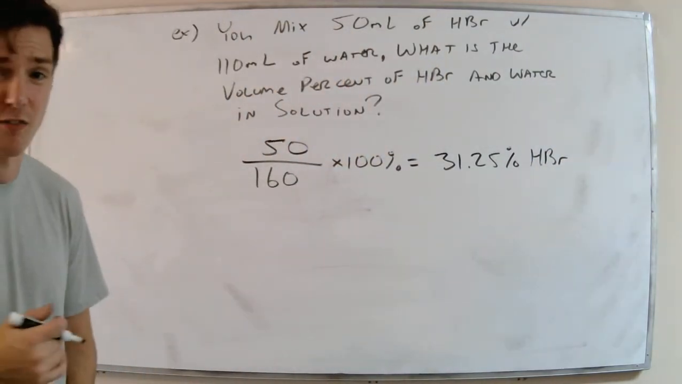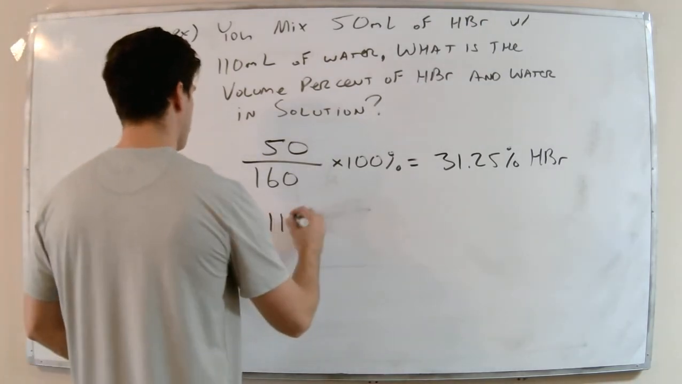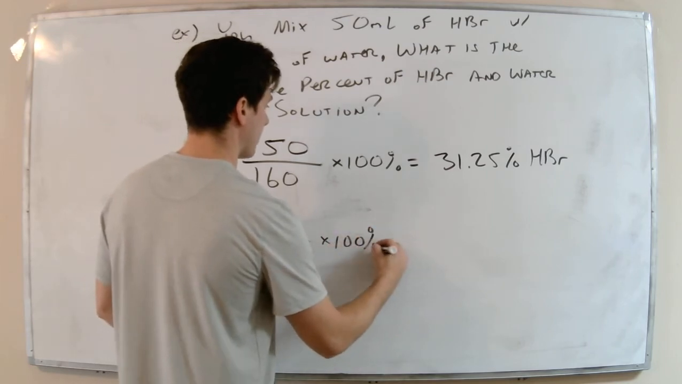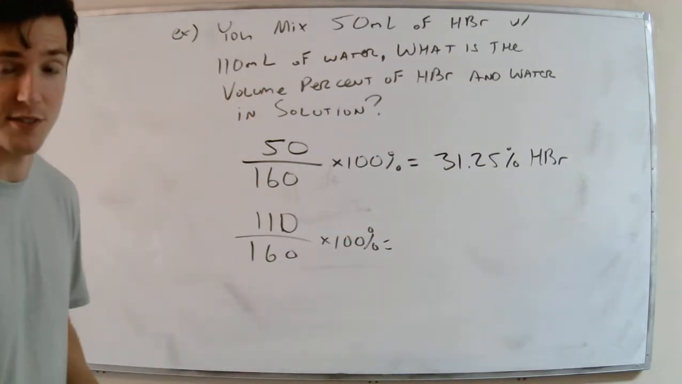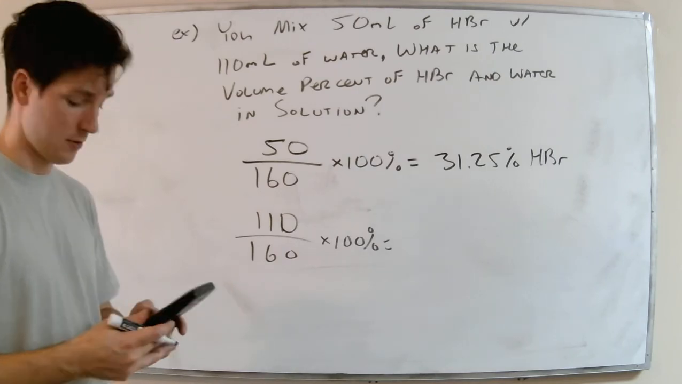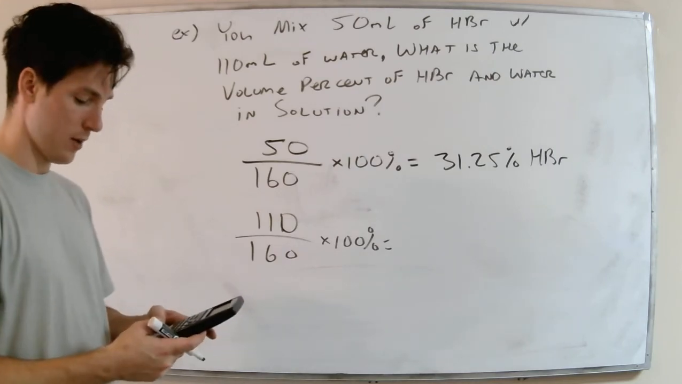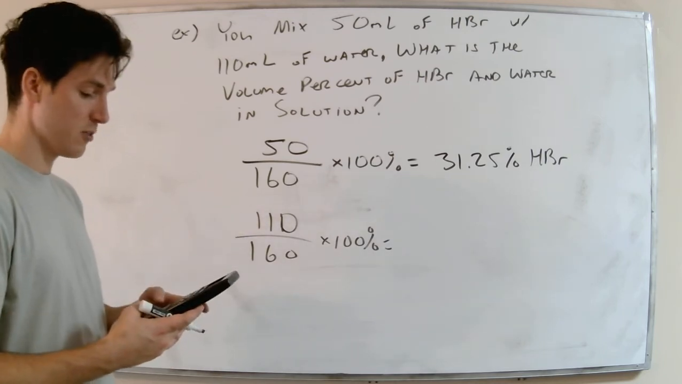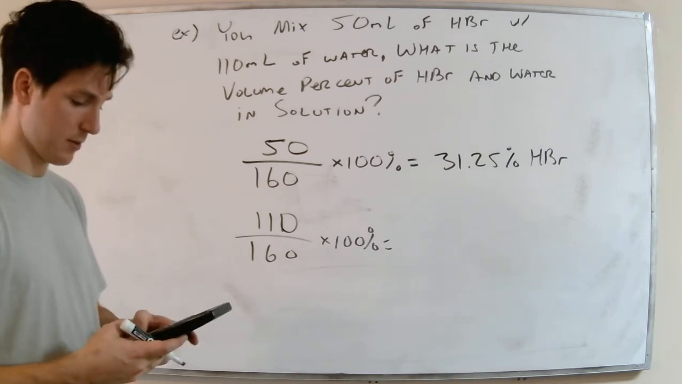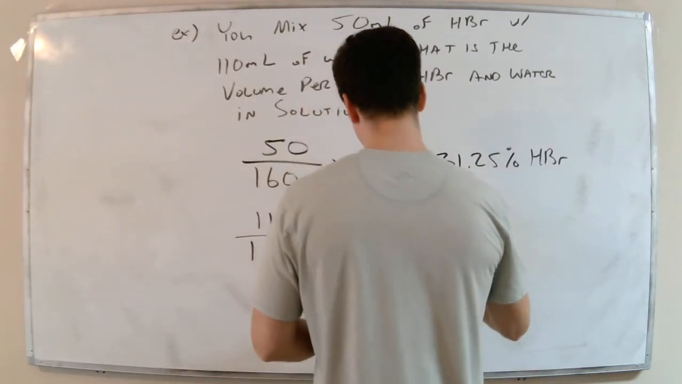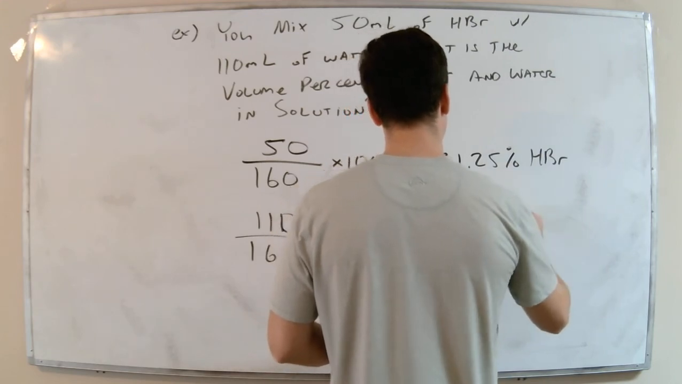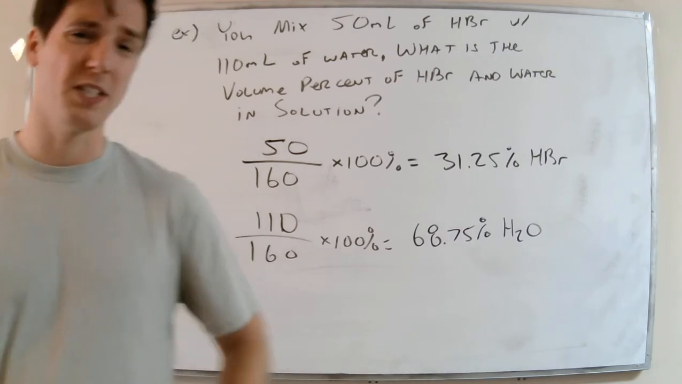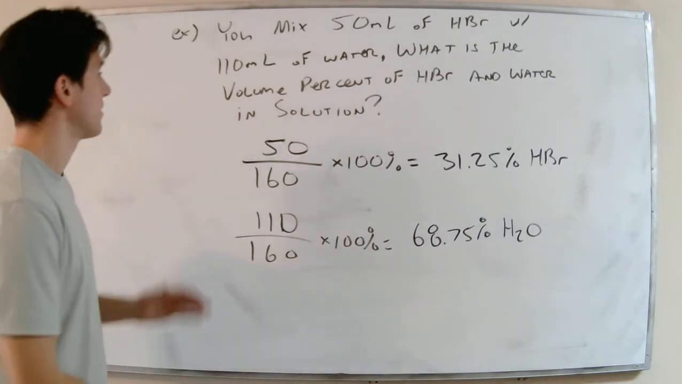And then we got to figure out the volume percent of water. Well, water makes up 110 milliliters of the 160. Or if you really wanted to, you could just take that percentage minus 100, right? But I'll go ahead and do it the long way. 110 divided by 160, volume of water over volume of total, gives me 0.6875, times 100, which gives me 68.75% volume of water.